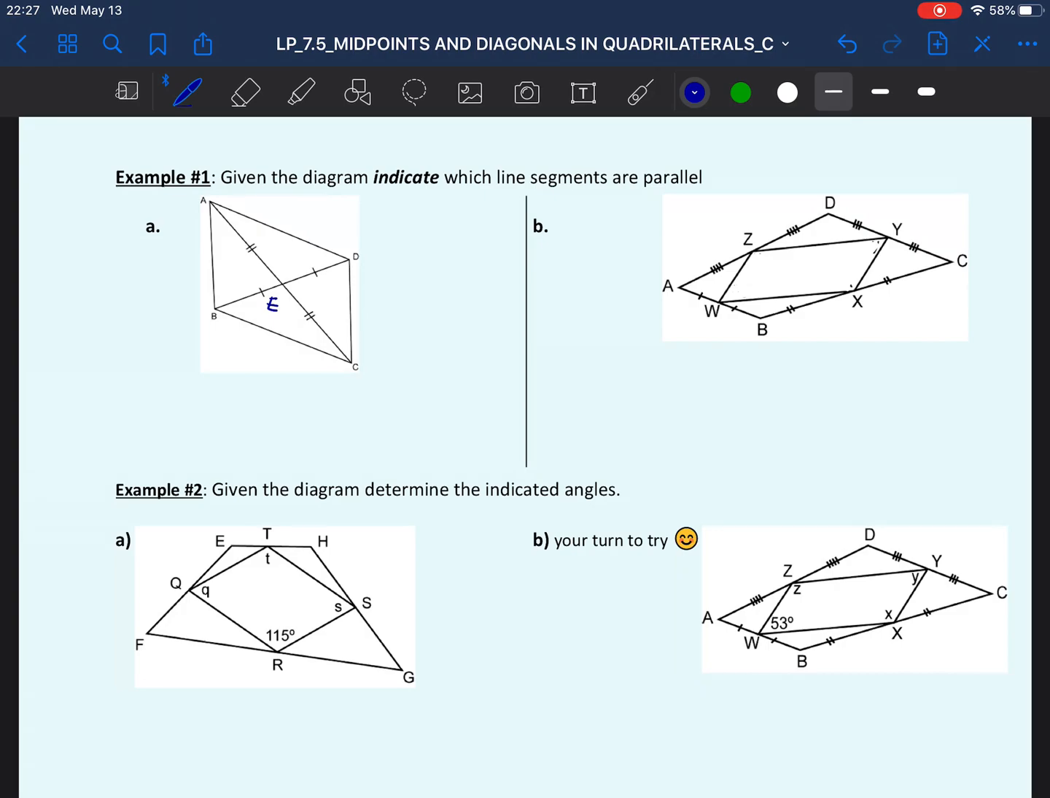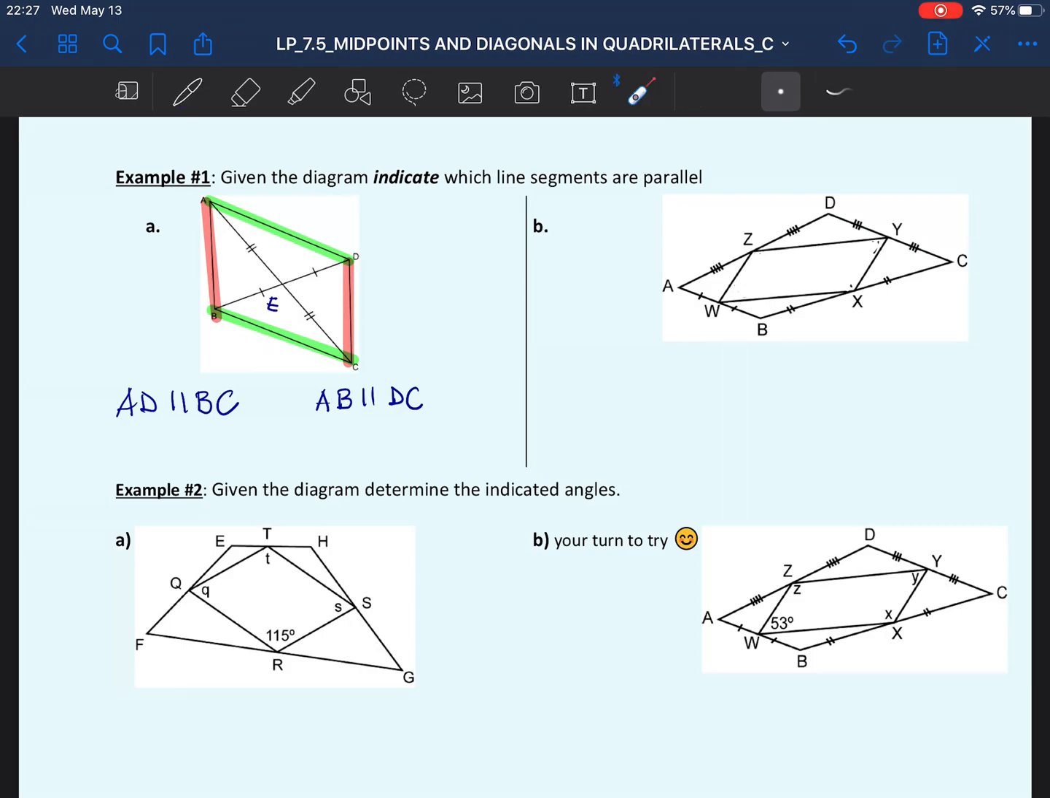So therefore, we'll say that AD is parallel to BC. And also, the side AB is parallel to side DC. So AB parallel to DC.